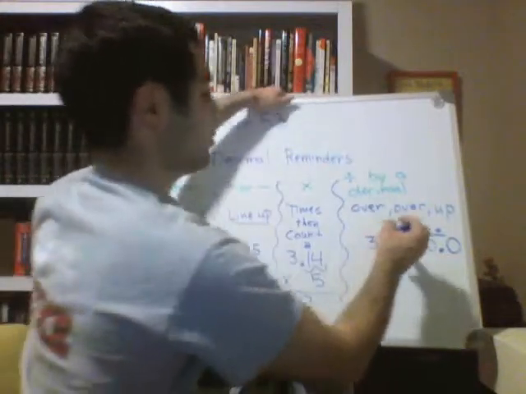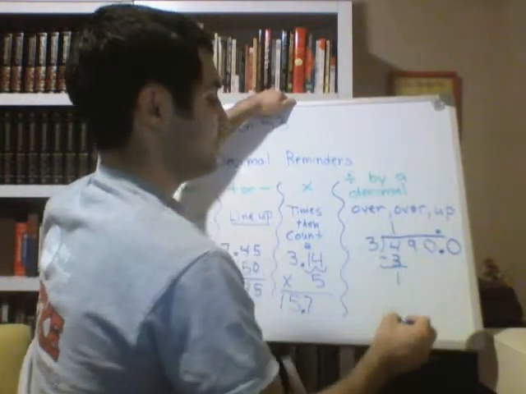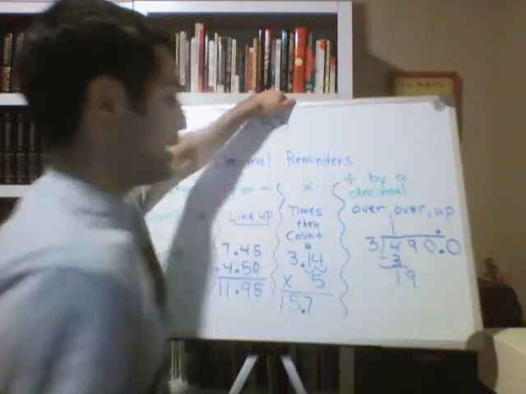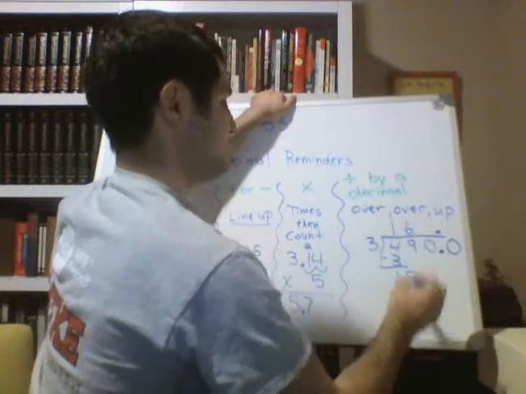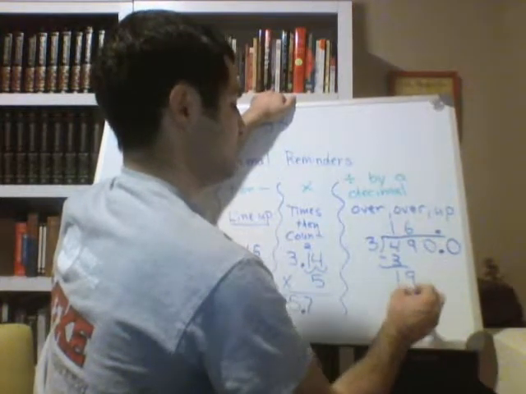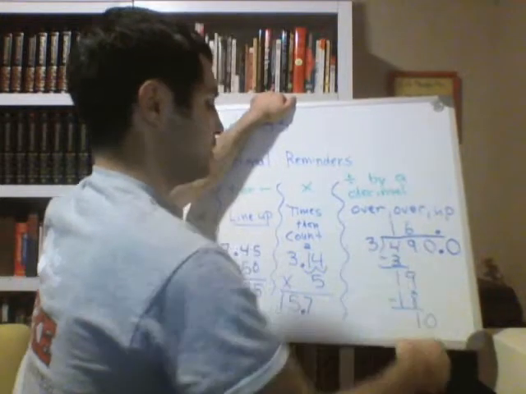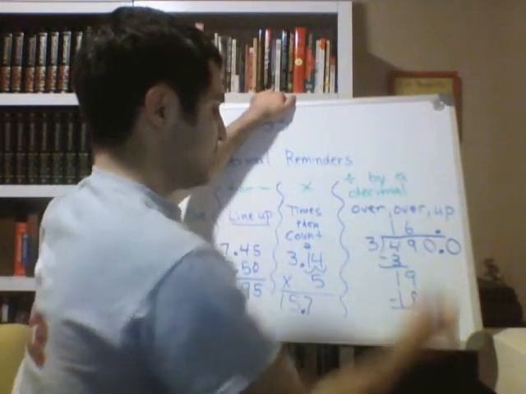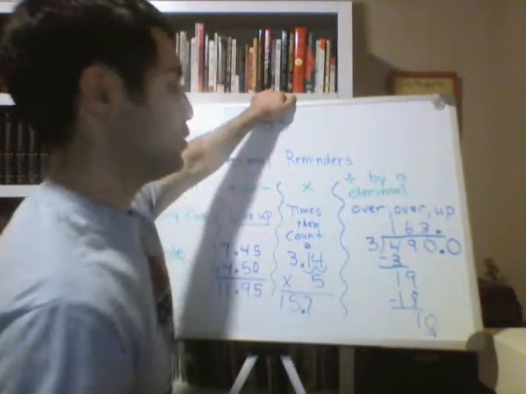Alright, how many times will 3 go into 4? 1 time. 1 times 3 is 3. Subtract. You're going to have a remainder of 1. Bring down your 9. How many times will 3 go into 19? That'll be 6 times, because 3 times 6 is 18. Subtract. You're going to have 1 left over. Bring down your 0. 3 will go into 10 how many times? 3 times. 3 times 3 is 9. And so on and so forth.